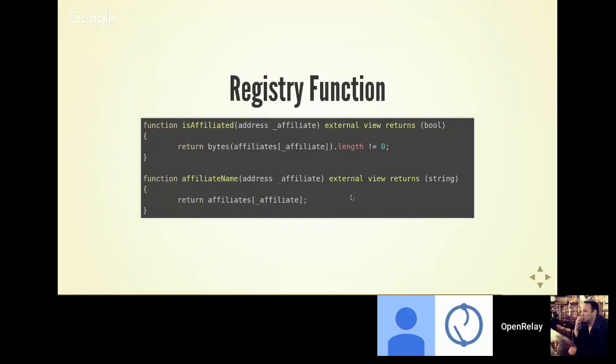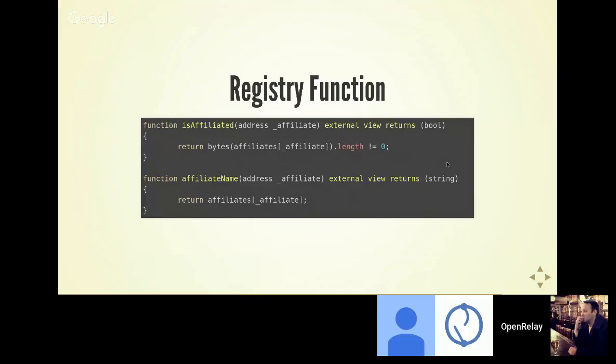Finally, we have a couple of general registry functions. So we can see, is somebody affiliated? It returns true if they are. That means that we have a non-empty string corresponding to this particular user. And we can also return the affiliate name.